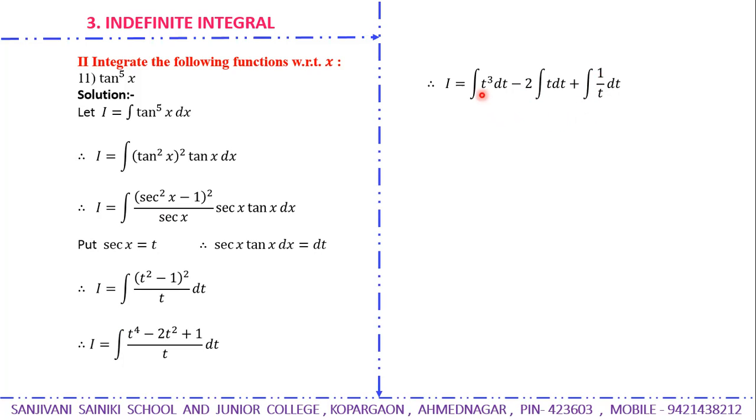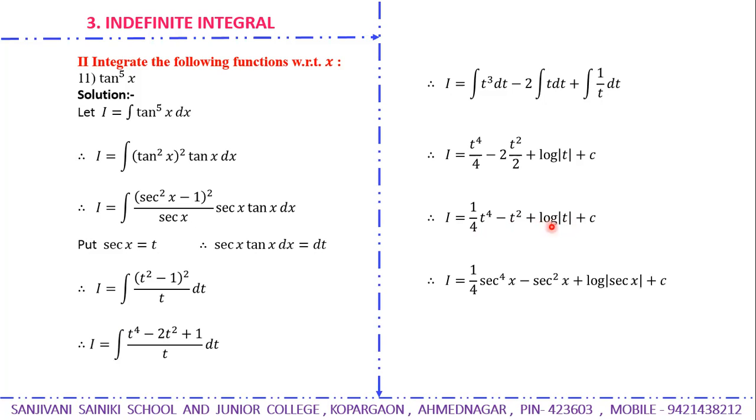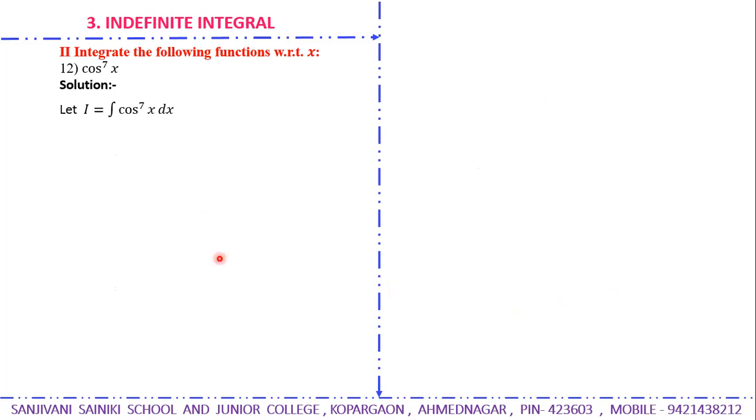Now what is the integral? The integral of t cube is t raised to 4 upon 4, minus 2 times the integral of t, which is t square upon 2, plus the integral of 1 upon t, which is log of modulus of t, plus c. I is equal to 1 upon 4 t raised to 4 minus t square plus log of modulus of t plus c. I is equal to 1 upon 4 sec raised to 4x minus sec square x plus log of modulus of sec x plus c.